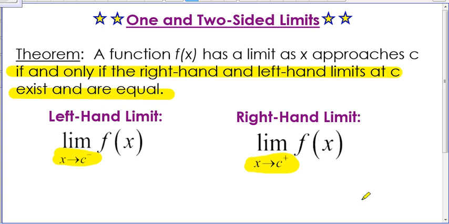Sometimes they'll be specific about which piece you're looking at. Sometimes they want you to look at the whole. So please make sure you remember, if and only if the right-hand side and left-hand side of the limit exist and are equal will that function have a limit as x approaches c.